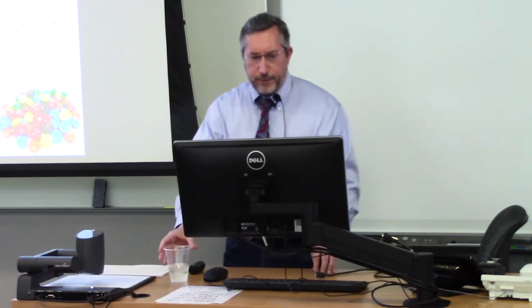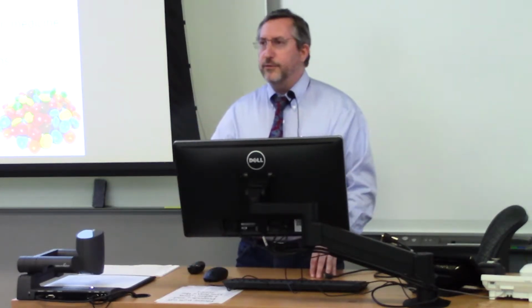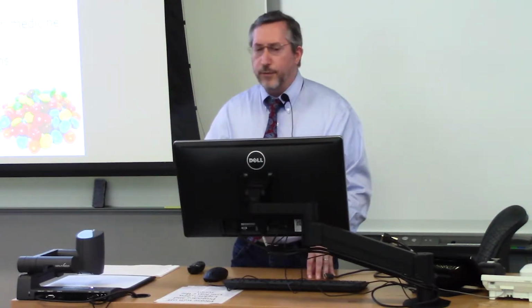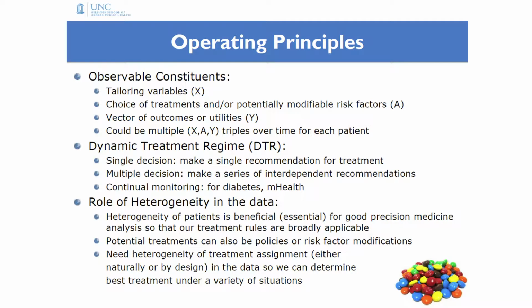And here's a little bit of some simple ideas. The kinds of things we might have that go into this, globally speaking, we would have tailoring variables. These are the variables we believe are important in how the treatment may vary, and how the subgroups within which treatments are homogeneous may be defined. Choice of treatments and potentially modifiable risk factors are A. A could be a discrete set, it could also be a continuum, or it could be something more complex. For example, it could be a particular topic for textual interventions.